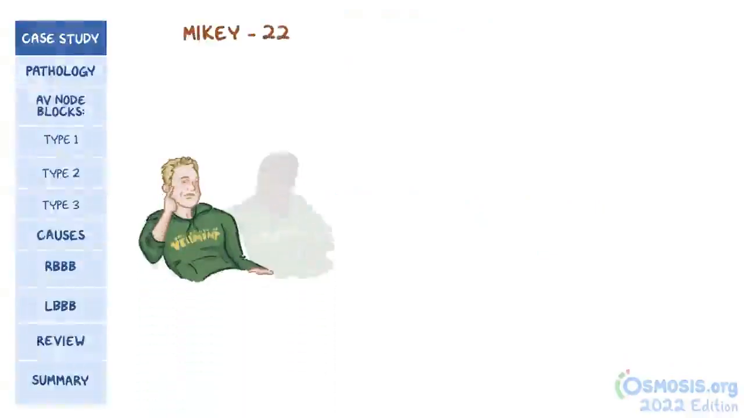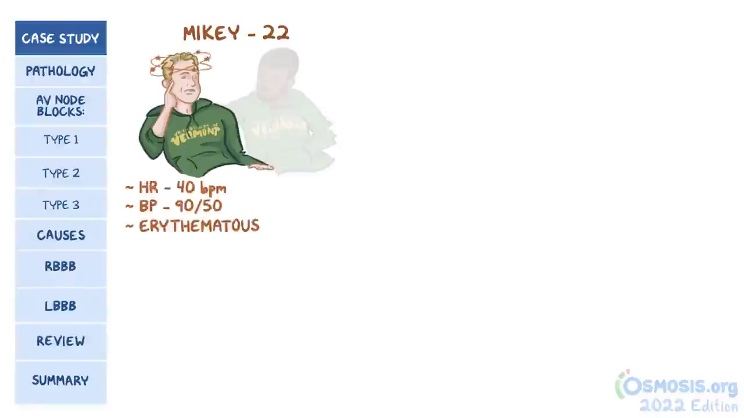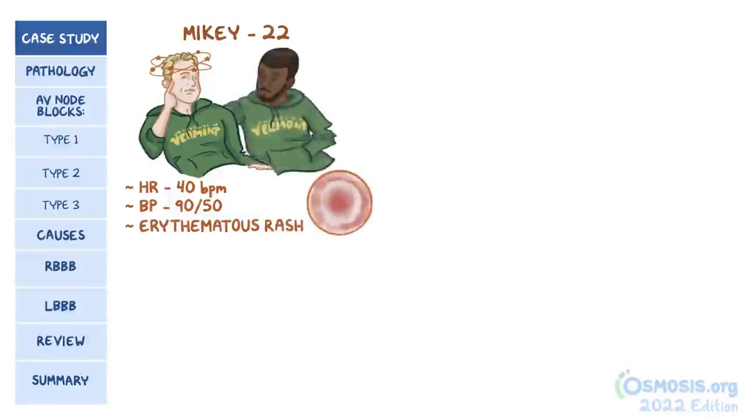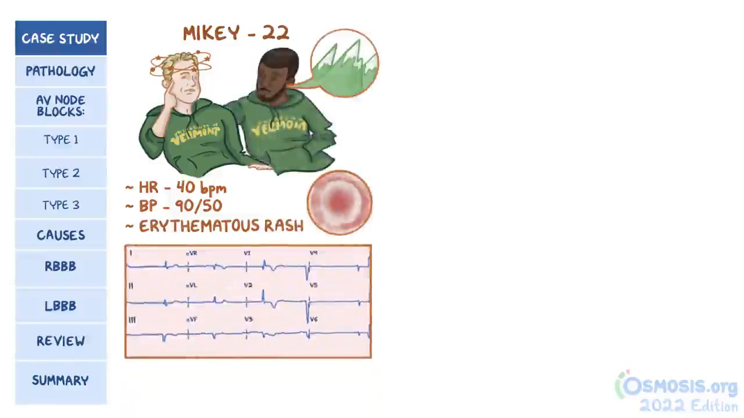Mikey is a 22-year-old male college student from Vermont who was sent to the emergency department after passing out. His vital signs show a heart rate of 40 beats per minute and a blood pressure of 90/50. On examination, there is an erythematous circular rash with central clearing. His friends mention that they recently went on a hiking trip. His ECG is as follows.